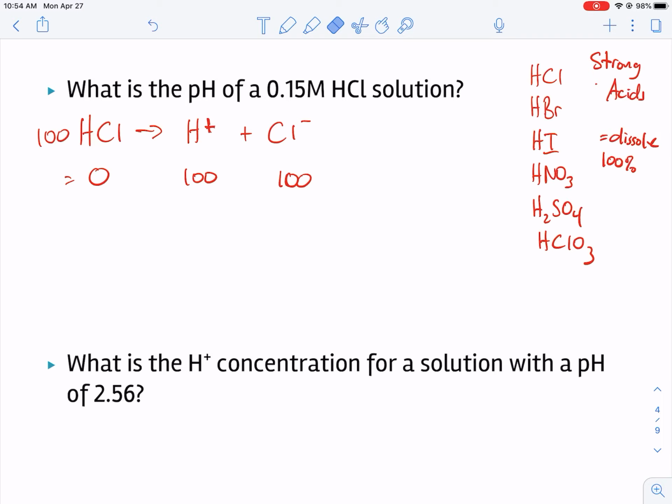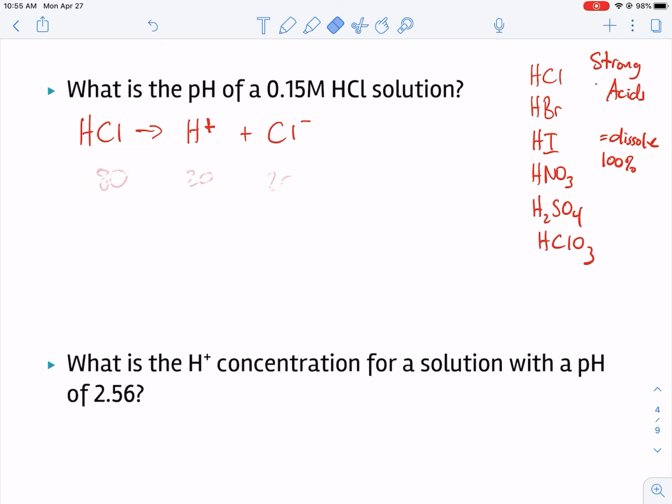Now, if it was weak, you might start with 100 HCl's, and in the end, you might have 80 here, right? And so that would leave us with 20 here and 20 here. Okay, so you're only getting part of it dissolving if it's weak. If it's weak, it basically means it has a smaller KSP value.